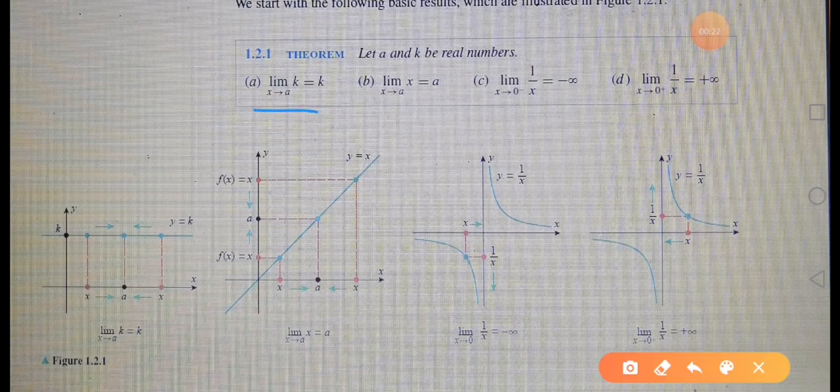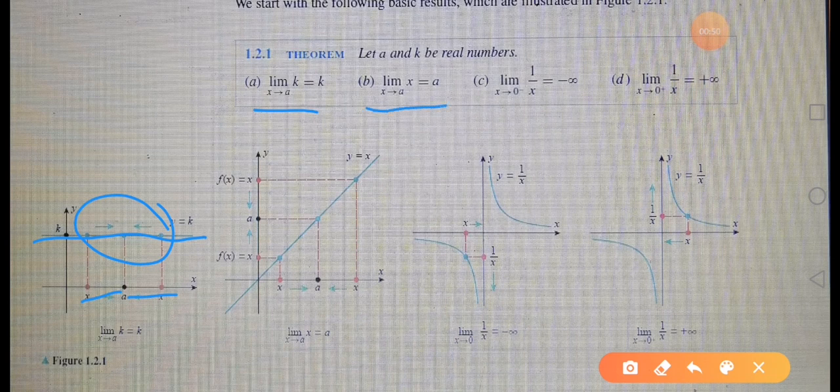For example, the first one is a constant function. As we know, the constant function is independent of the variable, so the limit does not affect its values. It will always remain the same for any value of x. For example, for y is equal to k, here is the graph of the function y is equal to k. When we approach any arbitrary point a from the left hand side or from the right hand side, both have the same answer, that is k, or the same function value.